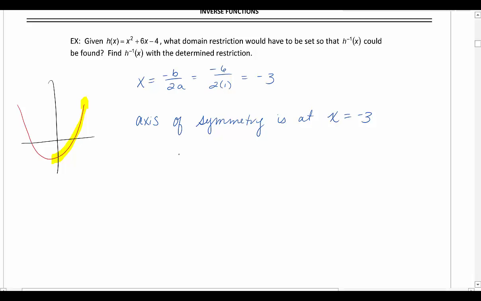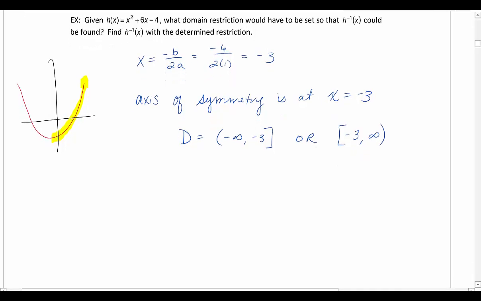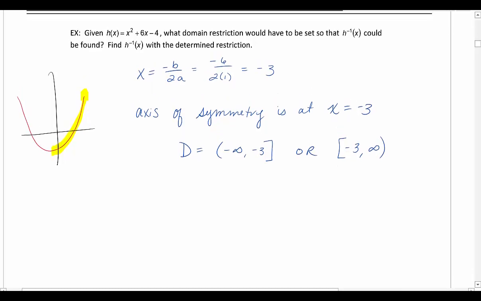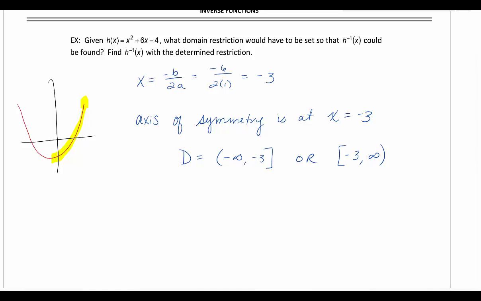So our restricted domain would be from negative infinity to negative 3, and we can include that negative 3, or it would be from negative 3 to positive infinity. So choose one, don't choose them both, you're just going to choose one. Alright, so now that we know what our domain restriction is, let's go about actually finding the inverse of our function here.